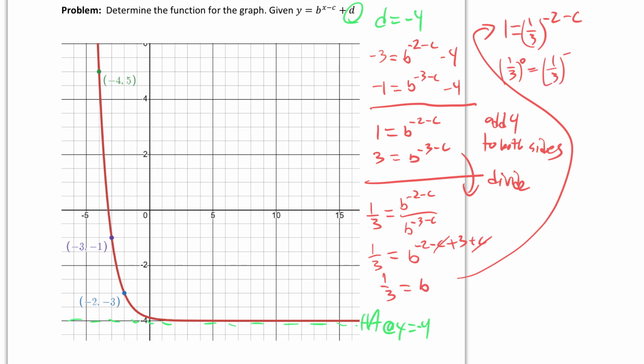And so we can treat this just like our exponential equations that we're used to solving. So we get the same base with a little cheat there, 1/3 to the 0. We drop the base, we get 0 equals negative 2 minus c. So c equals negative 2. And so our final equation then is y equals 1/3 to the x minus negative 2, which means we'd write plus 2, and then minus 4.